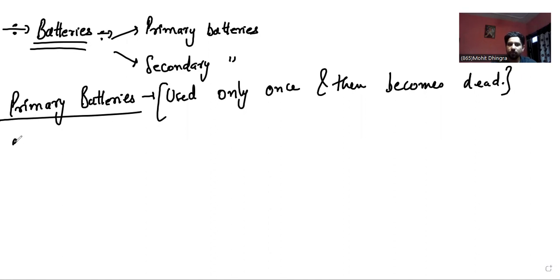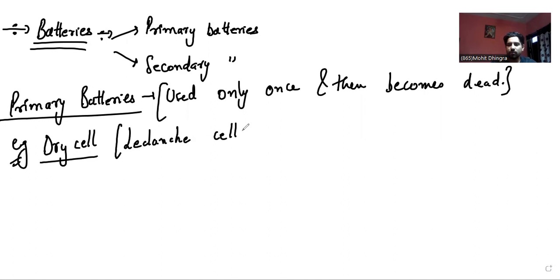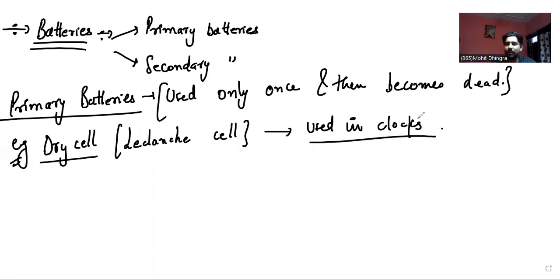Its example is the dry cell. The dry cell is the best example of primary batteries, which is also called the Leclanche cell. These are used in clocks. They are used only once, and after that they become dead because the chemical reaction happens only once in them.